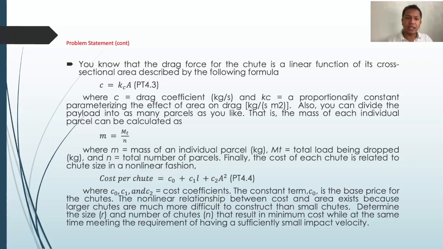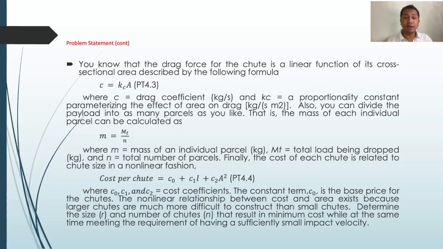Also, you can divide the payload into as many parcels as you like, and the mass of each individual parcel can be calculated by m is equal to mt over n, where m is the mass of an individual parcel, mt is the total load being dropped, and n is the number of parcels.